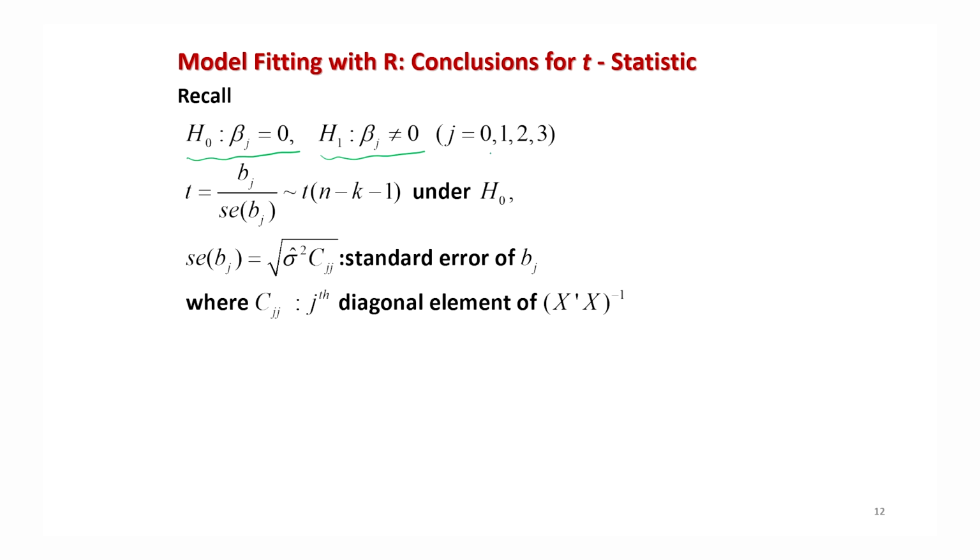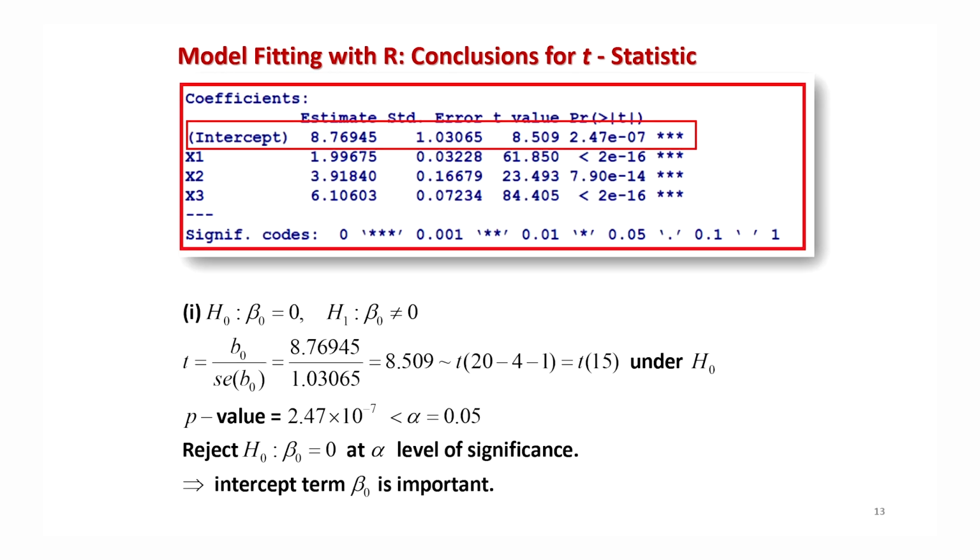So now my j will take values 0, 1, 2, 3. And the t statistic will be bj upon standard error of bj, which follows a t distribution with n minus k minus 1 degrees of freedom under H naught. The standard error of bj is obtained as the positive square root of sigma square hat cjj, where cjj is the j-th diagonal element of X transpose X whole inverse. Right. So now in this output, let us try to understand one by one what they are trying to indicate.